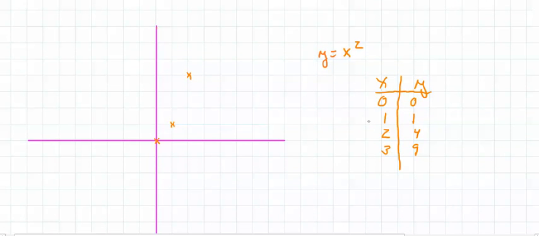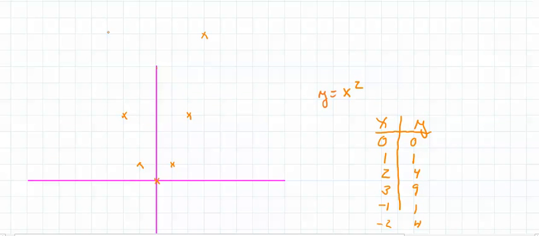And then when x is negative 1, negative 1 times negative 1 is 1. We're over here. You should have noticed this symmetry yesterday on each graph. When x is negative 2, negative 2 times negative 2 is 4. I'm right there. Again, the symmetry. And x is negative 3. Negative 3 times negative 3 is 9. I'm right here. And again, we have our symmetry.